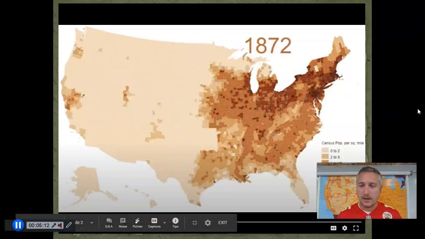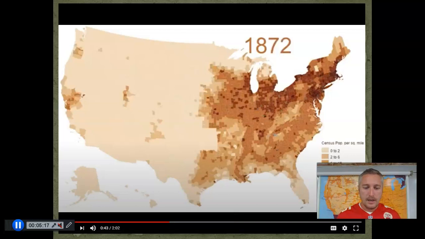Let's pause right here. I want to point out a couple items because this is about the time frame that we are going to pick up with our lecture. So you'll notice a couple things. Number one, how far west we have spread at this point. Notice that there is some population over in California. We're going to talk about them.